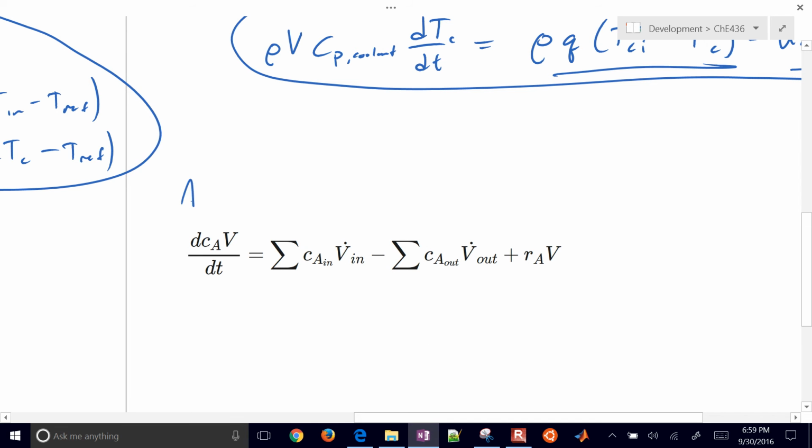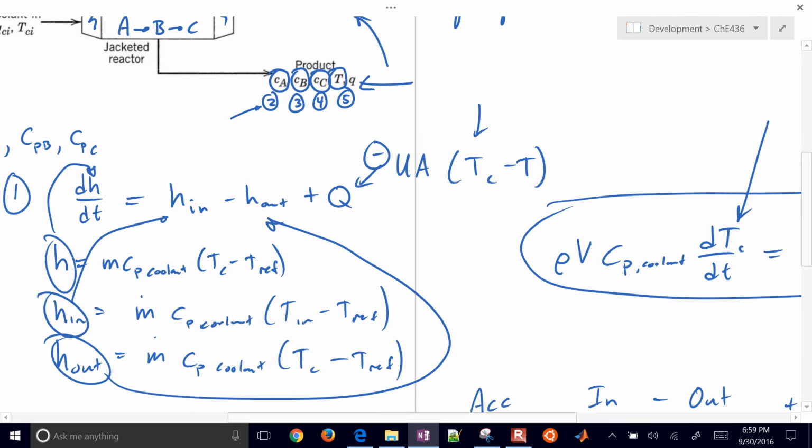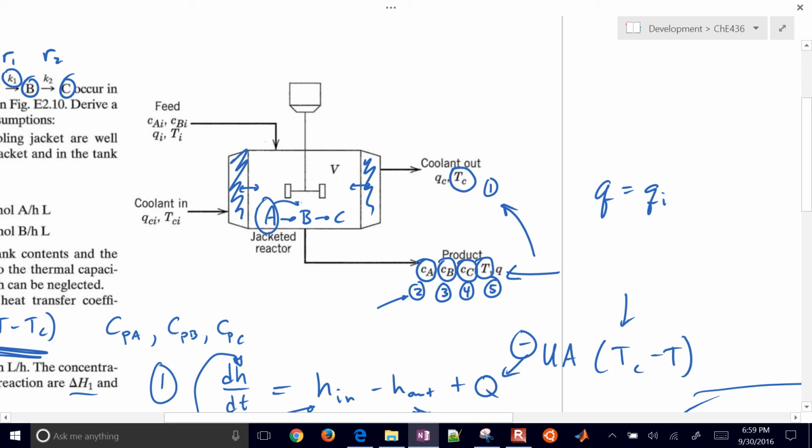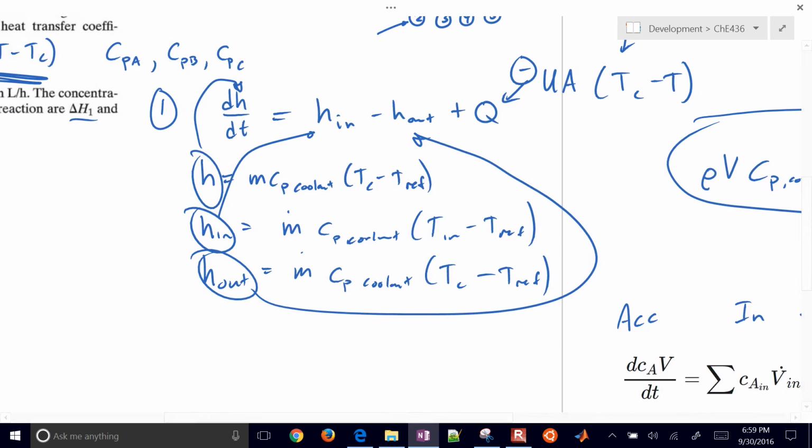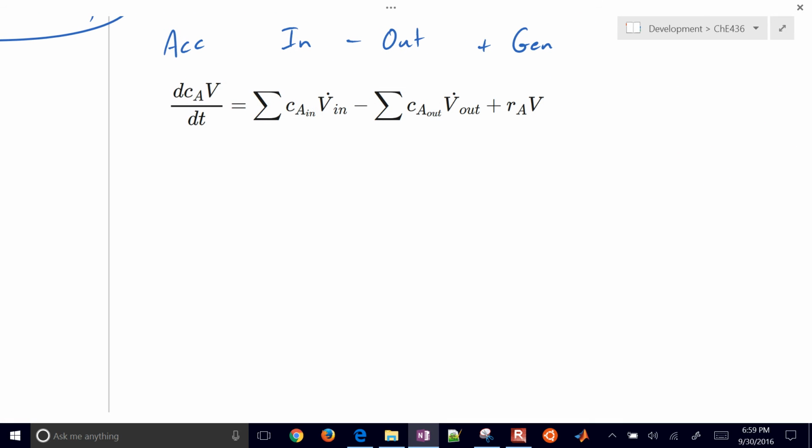We have accumulation equals in minus out plus generation/consumption. Generation is going to be positive; consumption will be negative. So we are going to be consuming A because it is a reaction that goes from A to B. So that is actually going to be a negative term there. Okay, so let's go ahead and write these terms out. We have volume, which is going to be constant, then we have dCA/dt.